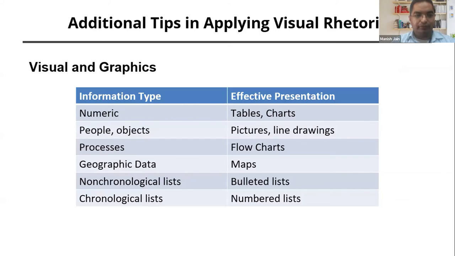Okay, so we have something called the information type. If I have a column which contains numerical data, we go for a table, chart, or another way. If I want to give information about people or objects, we go for a picture or line drawing. If I want to explain a process step by step, then we design it with a flow chart or flow control. For geographical information, I use a map. Apart from this, we use numbers or bullet points if I am giving information topic-wise or content-wise. So these few things we need to understand here. Okay, next slide, please.